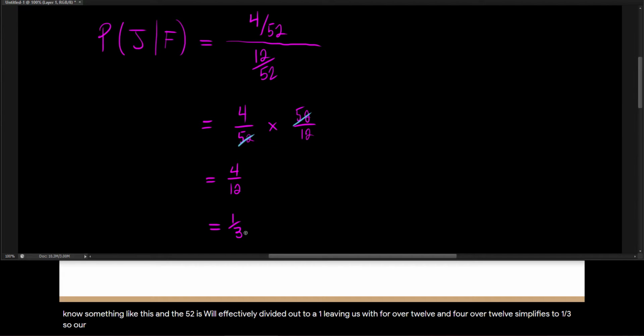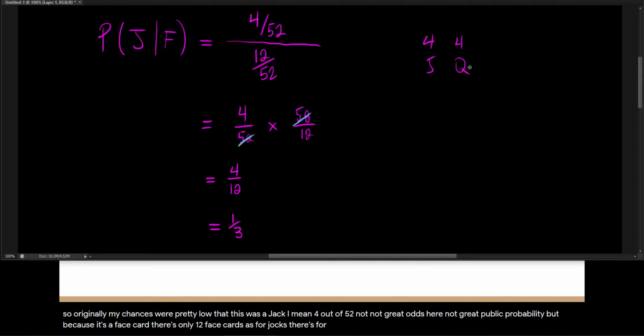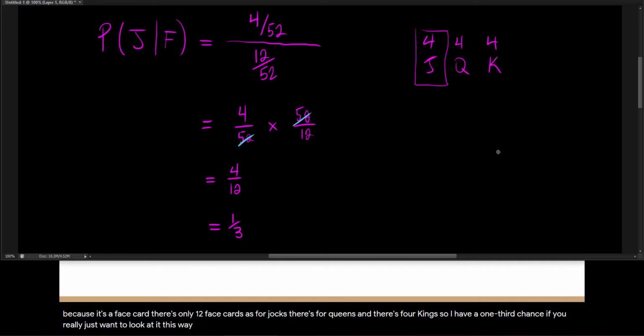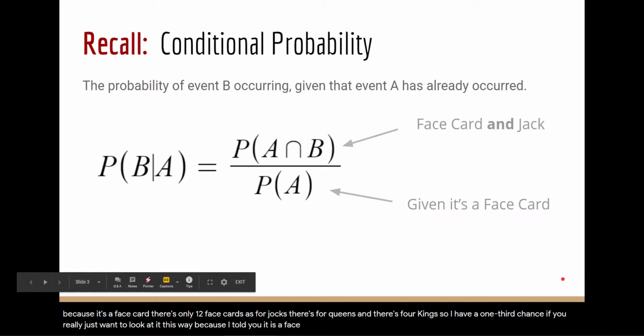So originally, my chances were pretty low that this was a jack. I mean, 4 out of 52, not great odds here, not great probability, but because it's a face card and there's only 12 face cards, I have a 1/3 chance this is a jack. There's 4 jacks, there's 4 queens, and there's 4 kings. So I have a 1/3 chance if you really just want to look at it this way, because I told you it is a face card.